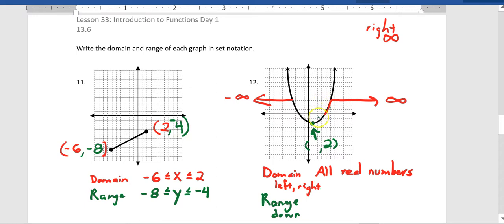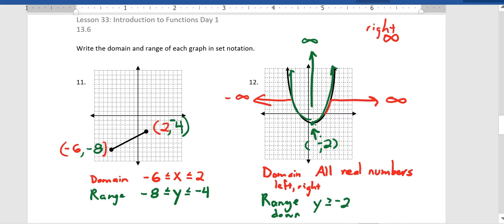And then I ask myself, if I were traveling up on that graph, how far up does this graph go? How far up on the y-axis does this go? Well, it goes forever up to infinity. So the range is from the bottom y value of 2 all the way up to infinity. And we write that as y is greater than or equal to, and I made one mistake with that 2. Hopefully some of you caught it. That 2 should be a negative 2. y is greater than or equal to negative 2.